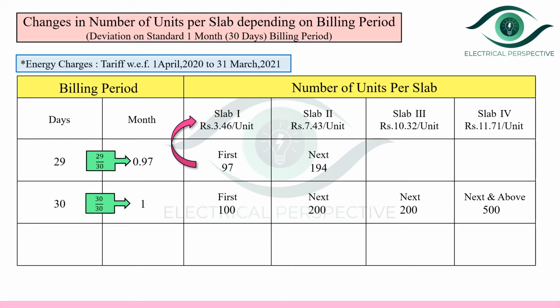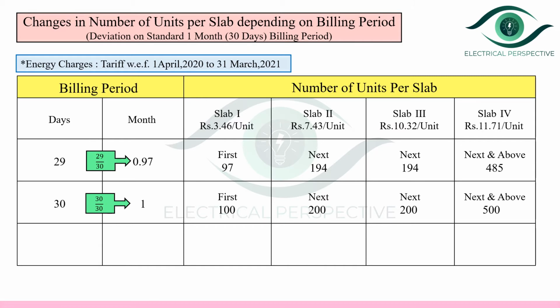If your consumption is more, then the next 194 units will be considered under slab 2 and charged at 7.43 rupees per unit. Similarly, the next 194 units are considered under slab 3 and charged accordingly. If your consumption is above 485 units, it will be considered under slab 4 and charged at 11.71 rupees per unit.